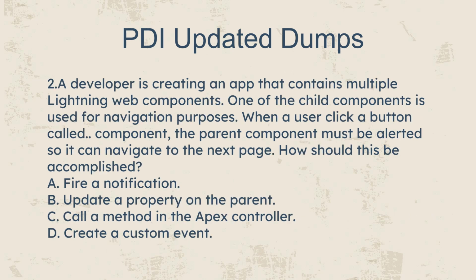2. A developer is creating an app that contains multiple Lightning Web components. One of the child components is used for navigation purposes. When a user clicks a button in the component, the parent component must be alerted so it can navigate to the next page. How should this be accomplished? A. Fire a notification. B. Update a property on the parent. C. Call a method in the Apex controller. D. Create a custom event.